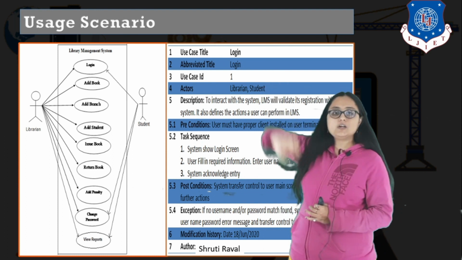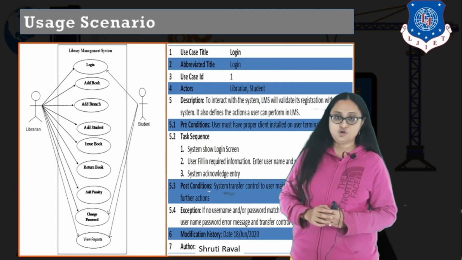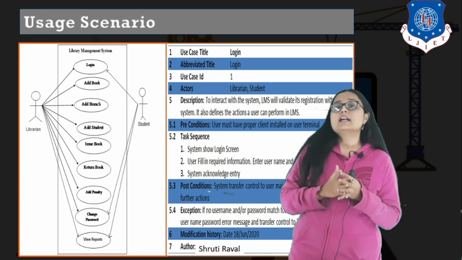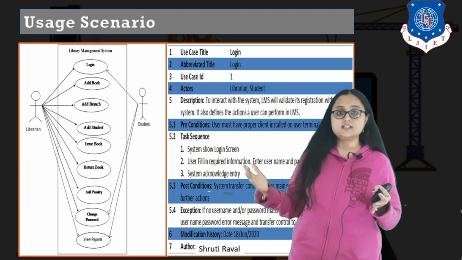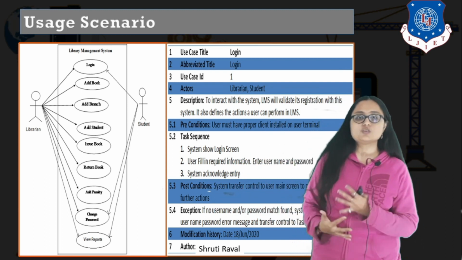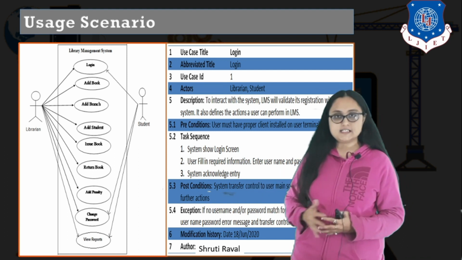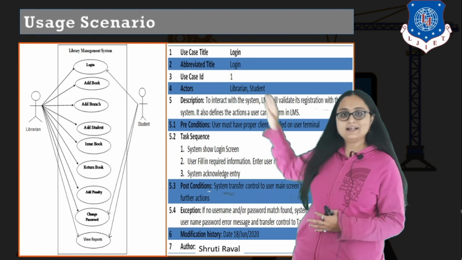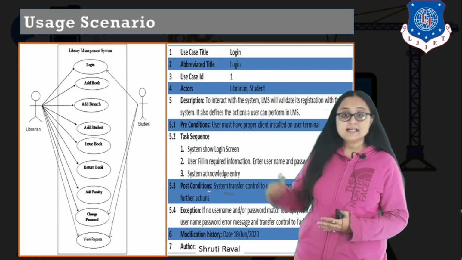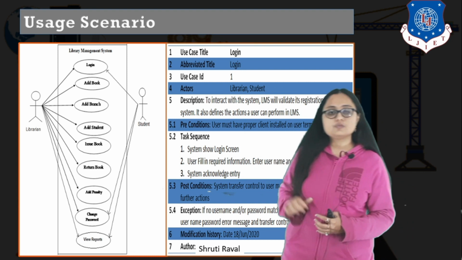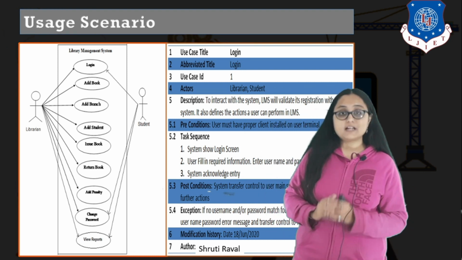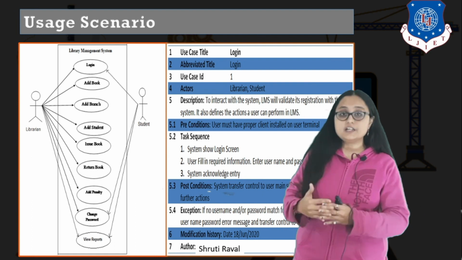So the first thing that you will write is your use case title, that is login. The next thing that you will write is the abbreviated title, because there is a possibility that your use case title is very long. You can abbreviate it. The next is use case ID. There may be multiple use cases in your system, so you have to write the ID of which use case you are referring to. The next is actors.